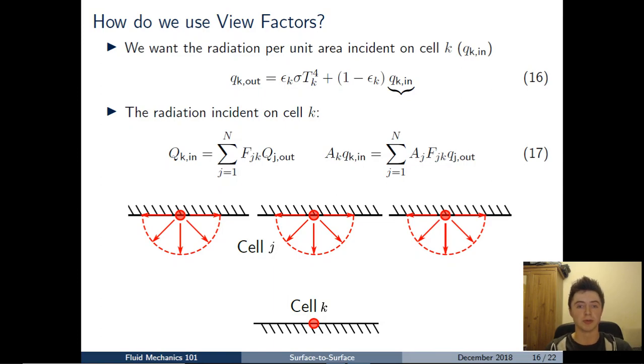What we're going to do now is do a bit of simplification, and to do that we're going to split the radiative heat flux into the product of the cell area, that's A, and its radiative heat flux per unit area, that's lowercase q. And we've done that for both sides of the equation in equation 17.